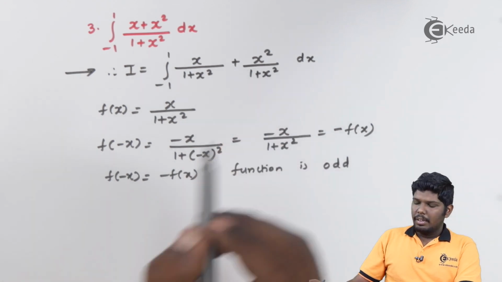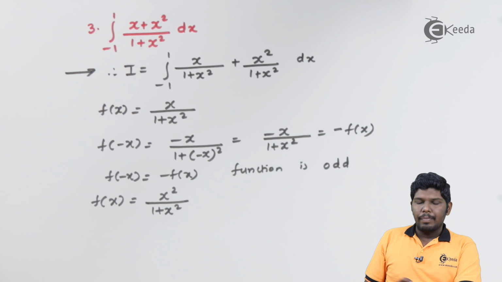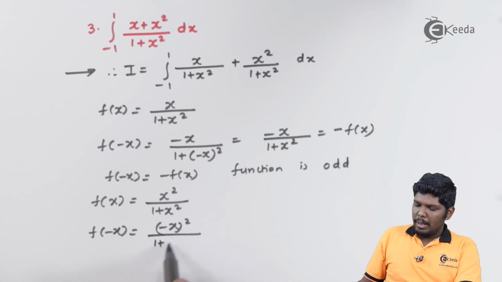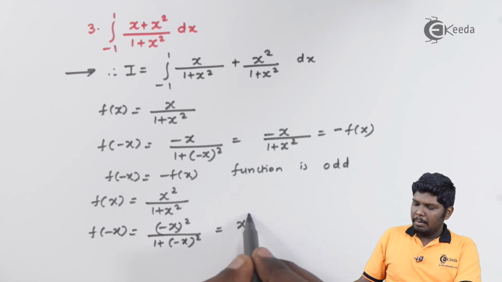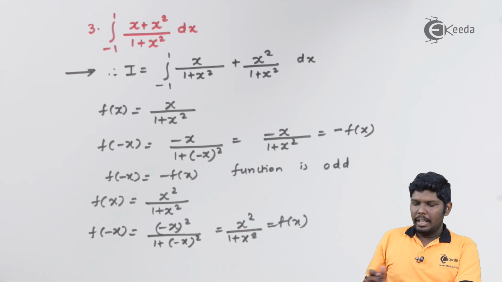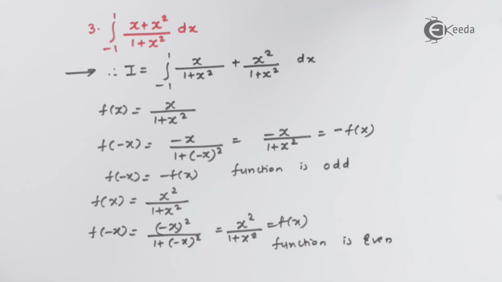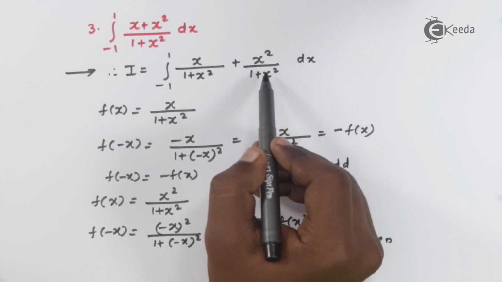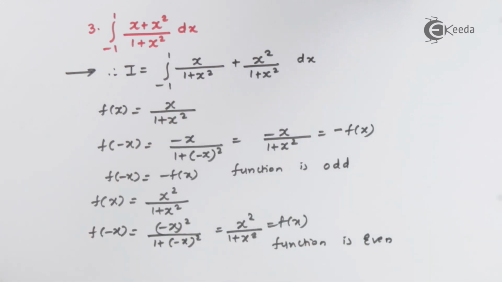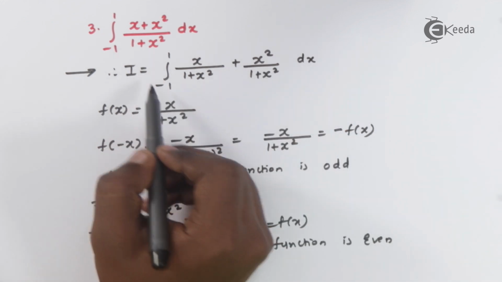Now let us check the second function. Second function is given as x square upon 1 plus x square. And if I put x as minus x, this will give you minus x the whole square upon 1 plus minus x the whole square. That is again nothing but x square upon 1 plus x square. So it means it is equal to f of x. And we know that f of minus x is equal to f of x, then we say the function is even. So as you can see, our first function is an odd function and the second function is an even function. Whenever the function is odd and the limits are in the form of minus a to a, its integration becomes 0. And for the even function, we will split the limit as 2 into 0 to 1.